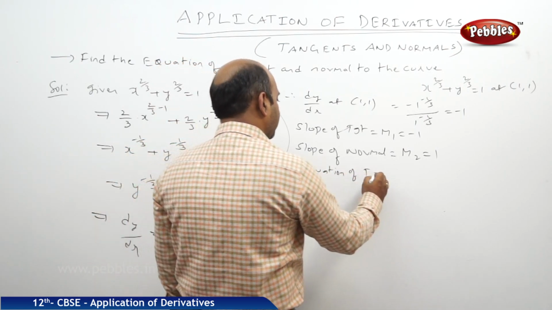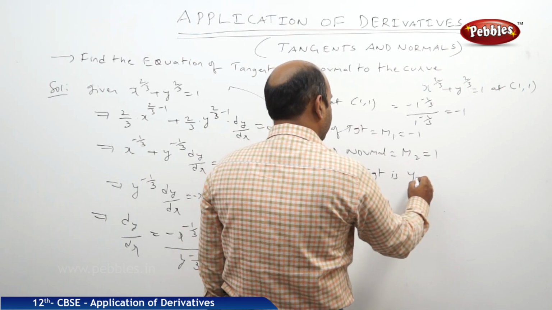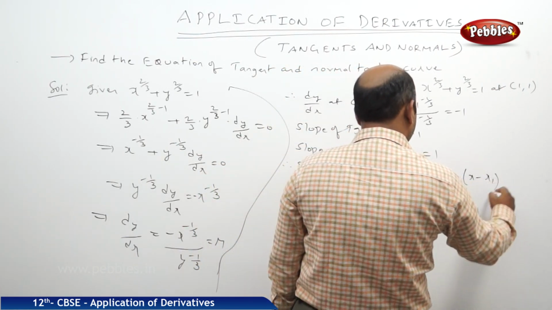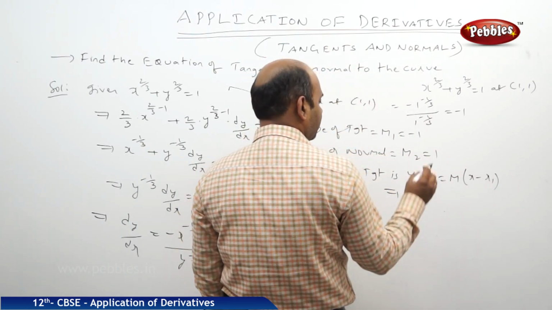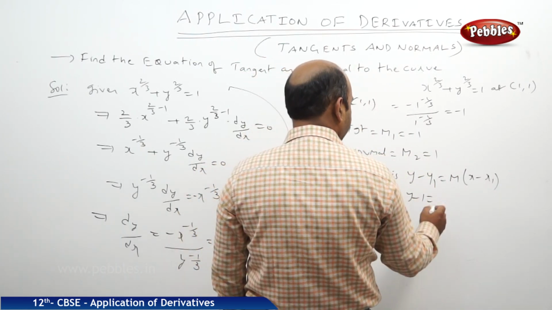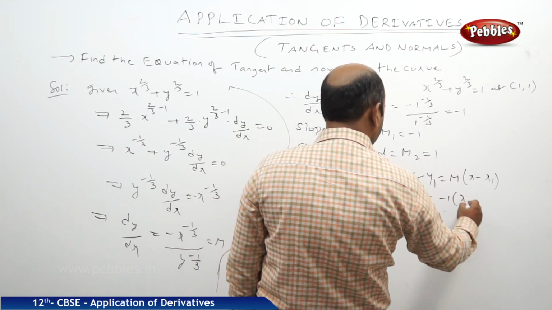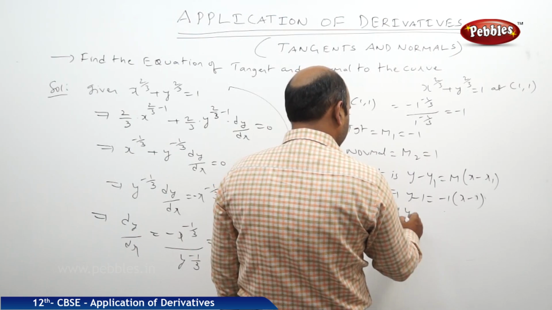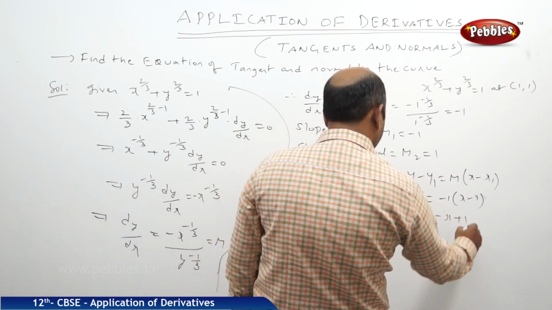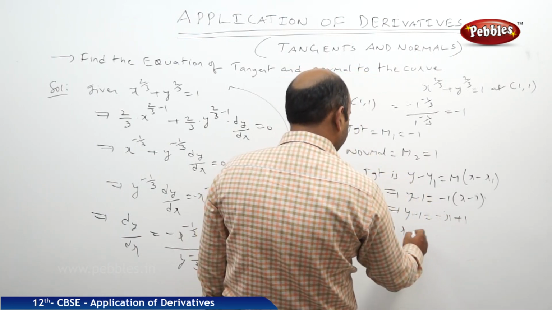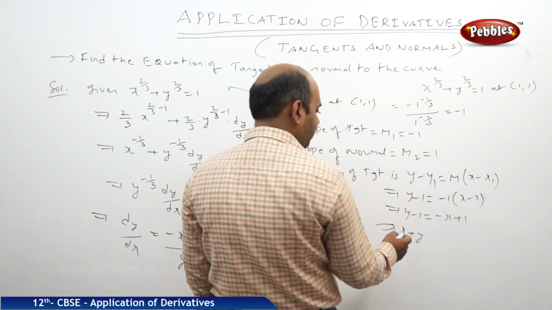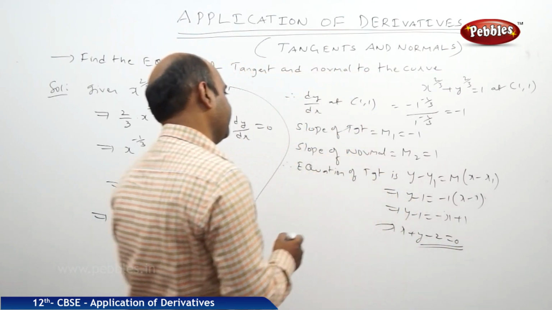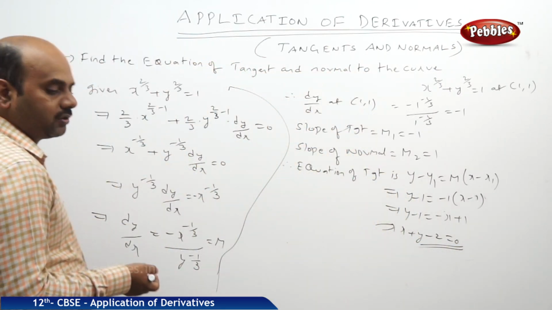Therefore equation of tangent is y minus y1 is equal to m into x minus x1. So point is (1, 1). So y minus 1 is equal to minus 1 into x minus 1. So finally y minus 1 is equal to minus x plus 1. Minus x coming to this side means x plus y minus 2 equal to 0.